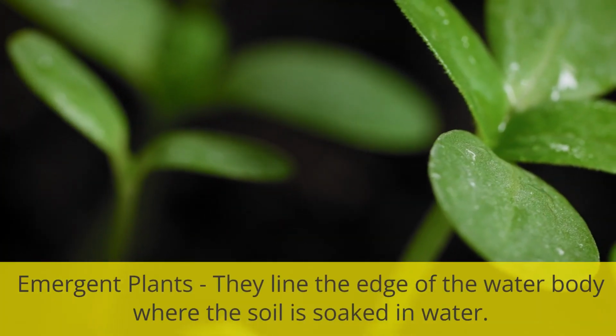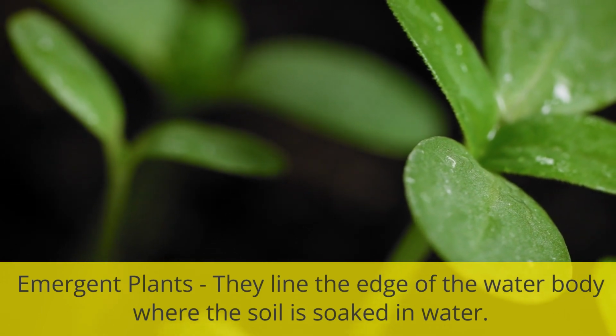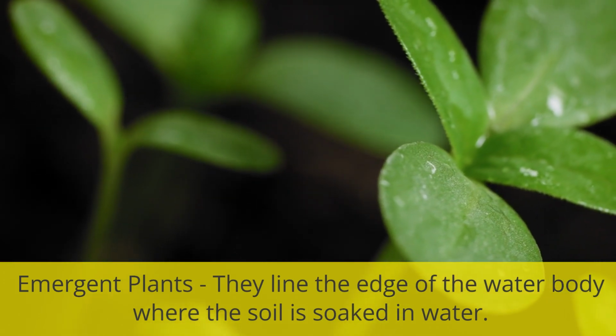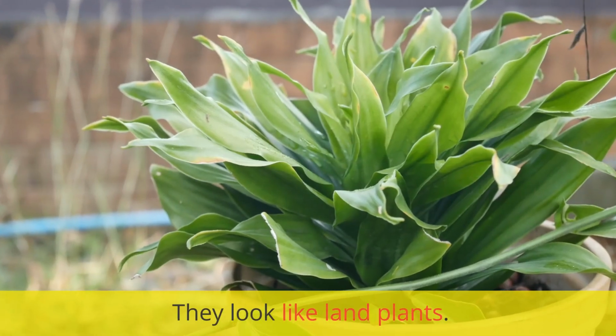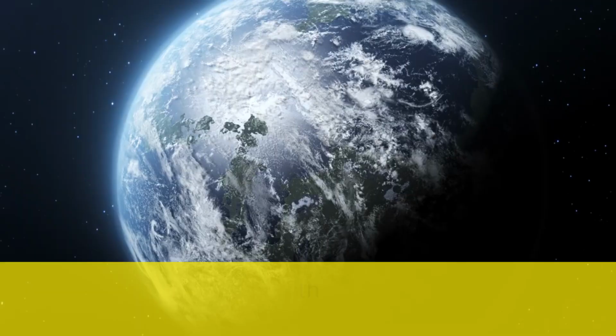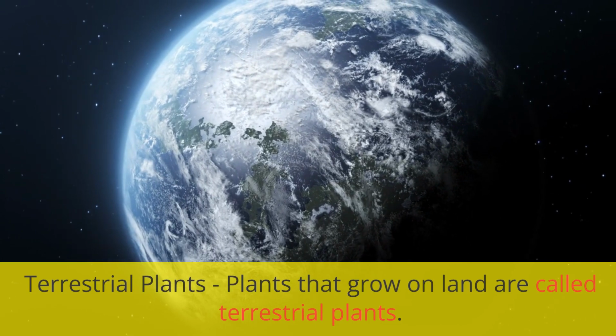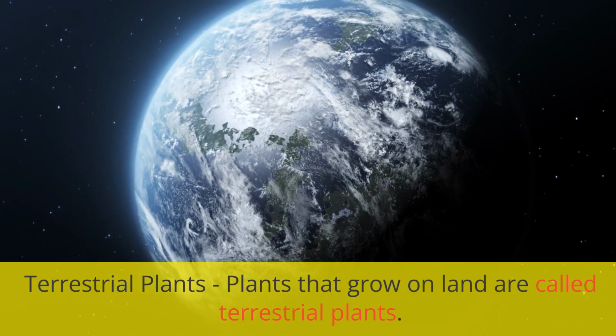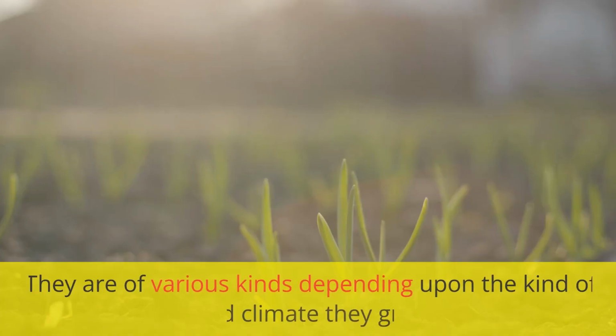Emergent plants. They line the edge of the water body where the soil is soaked in water. They look like land plants. Cattail and iris are the common examples. Terrestrial plants. Plants that grow on land are called terrestrial plants. They are of various kinds depending upon the kind of soil and climate they grow in.